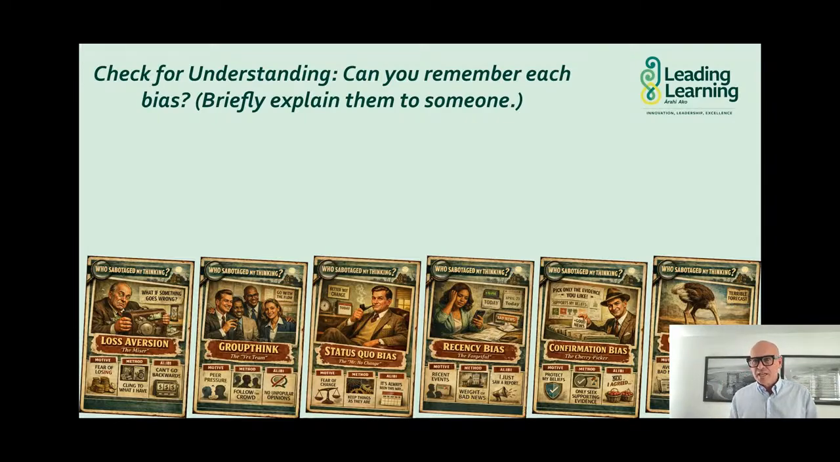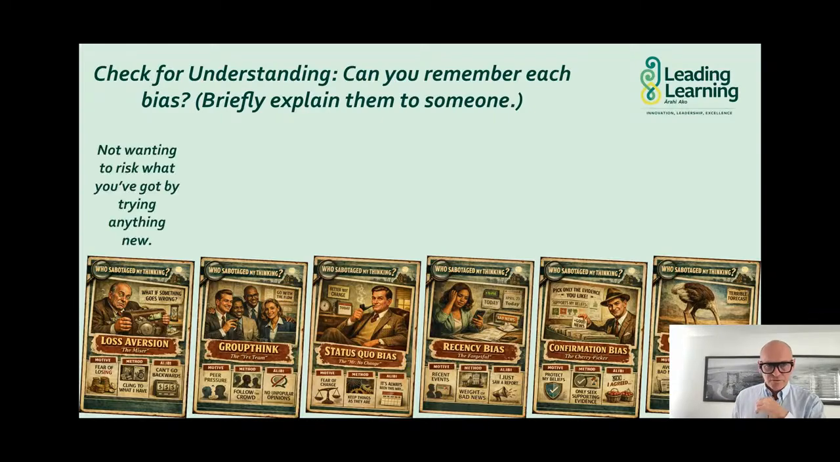My little check for understanding for you now. Can you remember each bias? Can you briefly explain them to someone? I'm just going to give you 30 seconds to see if you can quickly remember what each of those biases does to our thinking. Loss aversion, I'll give you one to start off, is when we don't want to risk what we've currently got by trying anything new. See if you can get the other 5, if you can remember them.